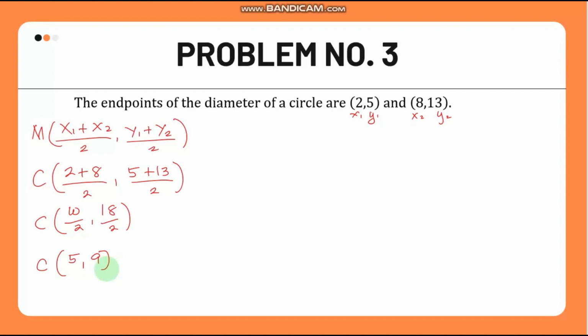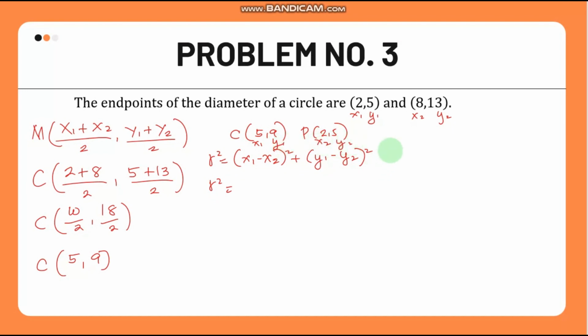To get the radius, you have to get the distance from the center to any point on the circle. Let's say the center (5, 9) to the point (2, 5). So we know that our formula is r² = (x₁ - x₂)² + (y₁ - y₂)². Substitution: this is our x₁, y₁, x₂, y₂. You can use (8, 13) also. So we have x₁ is 5 minus x₂ is 2, then y₁ is 9 minus 5.